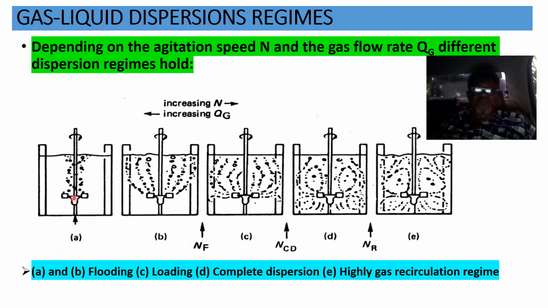At the beginning, it's just coming in. And remember that, as we'll see later, the gas must be injected just at the tip of the impeller. This is our impeller. Look at the way the impeller is turning. So the gas is dispersing. If you come to B here, dispersion is increasing. You come to C here, it is increasing more. It has loaded. Then when you come to D here, we'll say it has completely dispersed. And then this one is highly circulating.